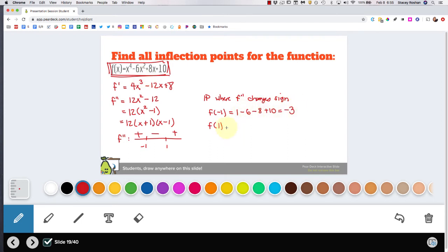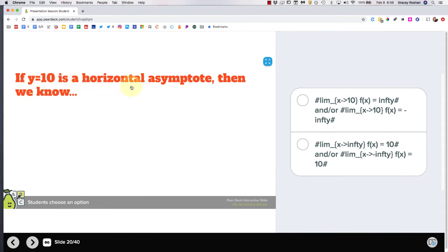And then if we put in a 1, we have 1 minus 6 plus 8 plus 10. And so we have 13. So my inflection points are f of -1 is -3 and f of 1 is 13, but you can just leave it written just like that. That's full credit. Great.